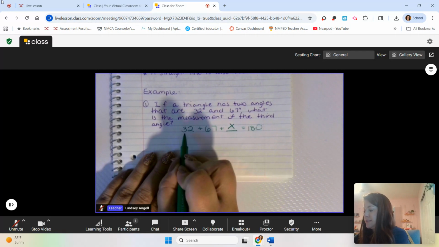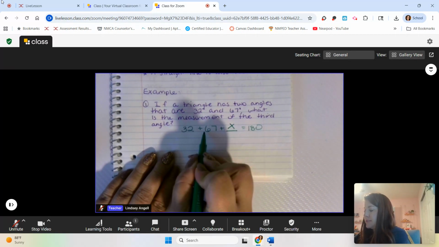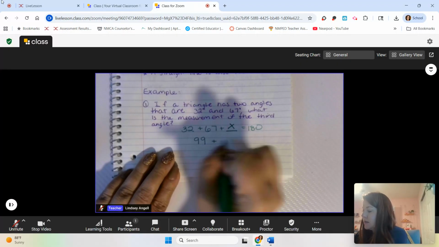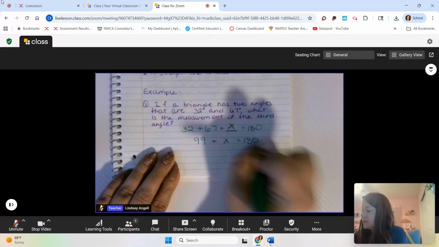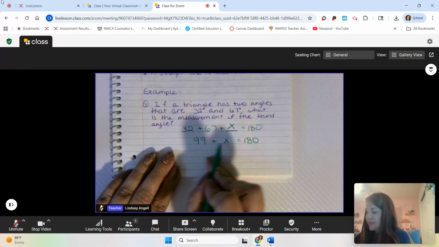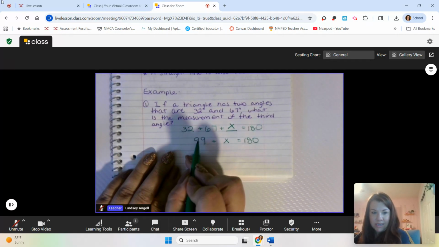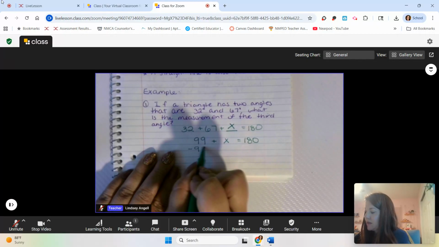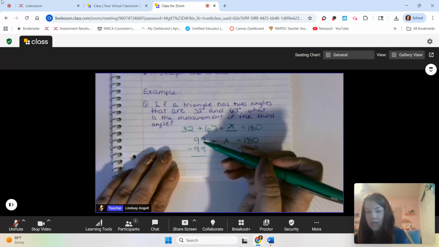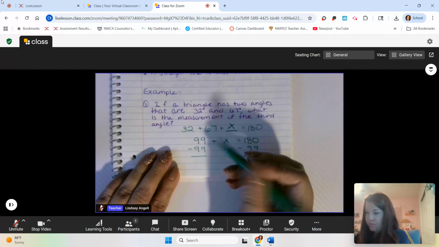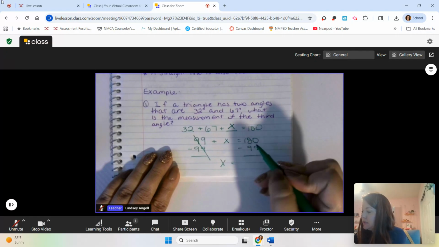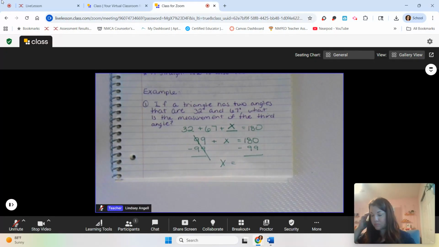But 32 plus 67, well, 30 plus 60 is 90, 2 plus 7 is 9, so added together those equal 99. So I could rewrite this as 99 plus X equals 180. Well, to get X by itself, I need to get rid of whatever this is. This is a positive 99 over here, so to get rid of it, I need to subtract 99. 99 minus 99 is 0, right? So those cancel out, and I'm just left with X equals 180 minus 99.